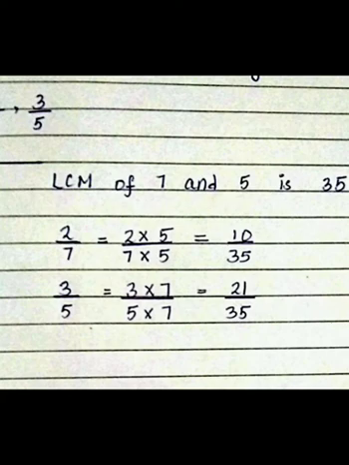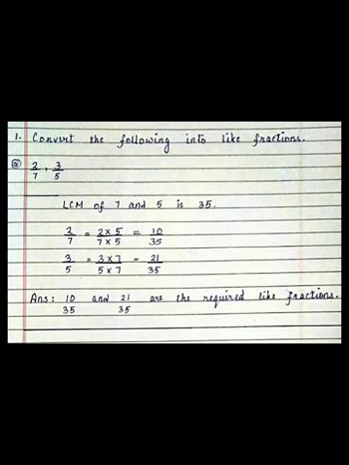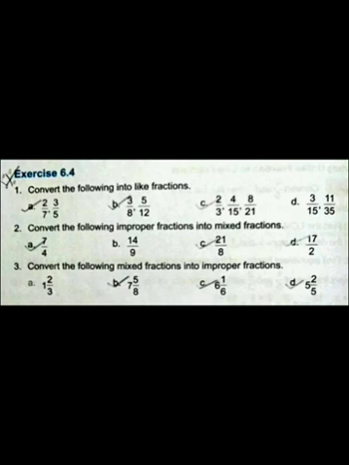So we get the equivalent fractions of both 2 by 7 and 3 by 5. So we will write the answer. 10 by 35 and 21 by 35 are the required like fractions. Your assignment from question number 1 will be A, B, and C.